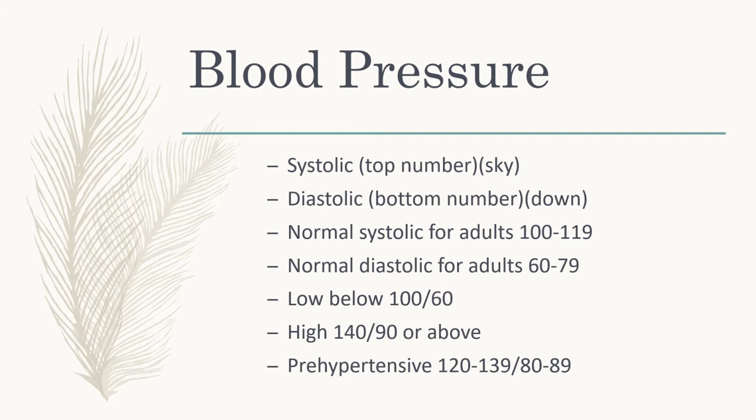Your normal systolic for adults is 100 to 119, and your normal diastolic for adults is 60 to 79. Low would be below 100 or below 60, and high would be above 140 or above 90. Now, prehypertensive would be anything between those ranges, such as 120 to 139, 80 to 89. That would be considered prehypertensive. It's not necessarily high yet, but it is headed that direction because it is outside the normal range.